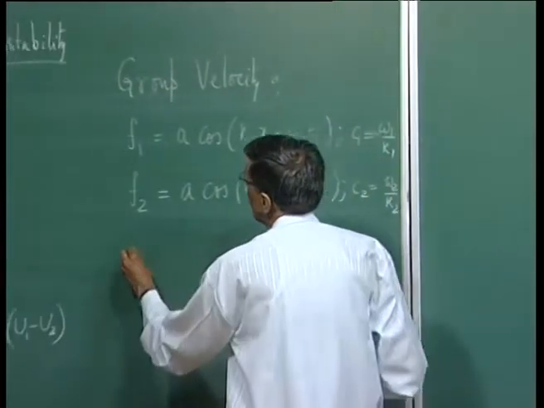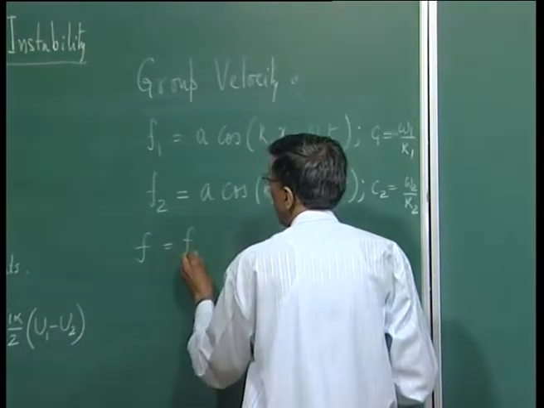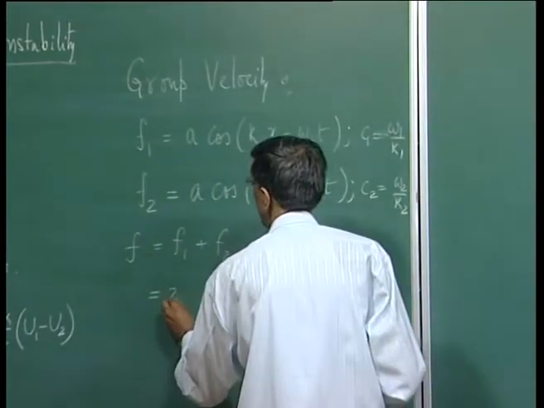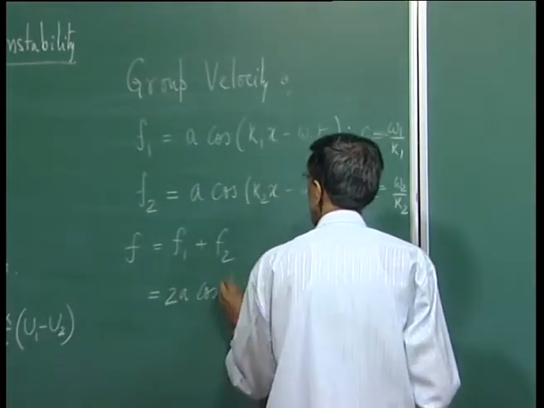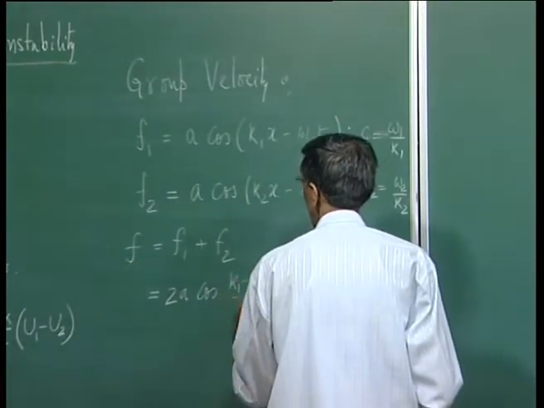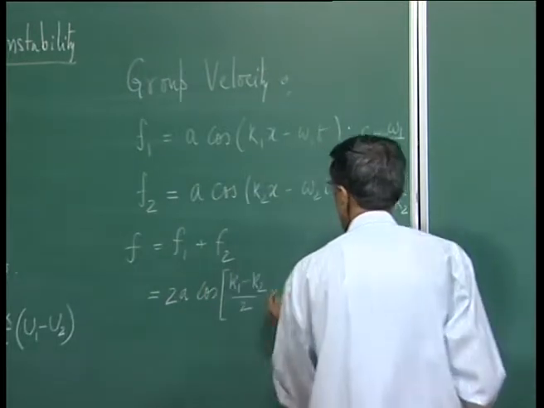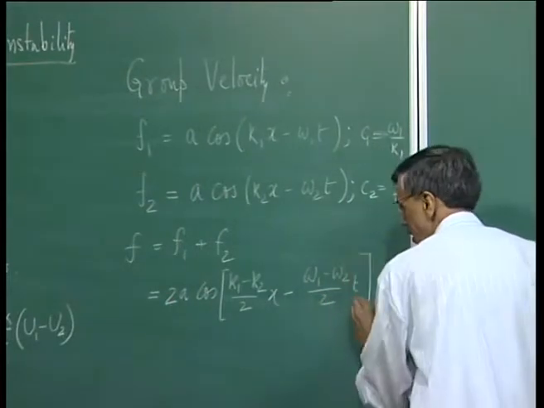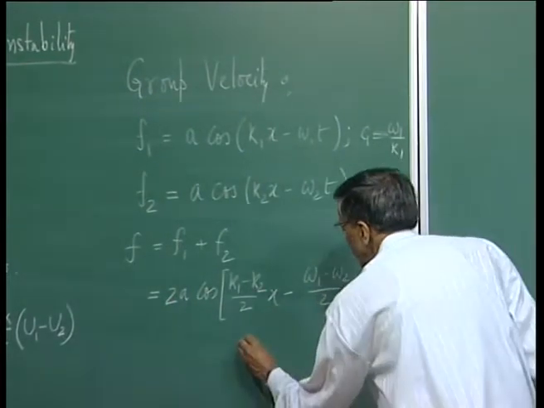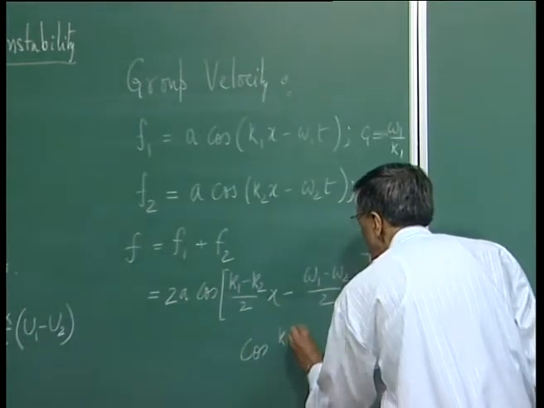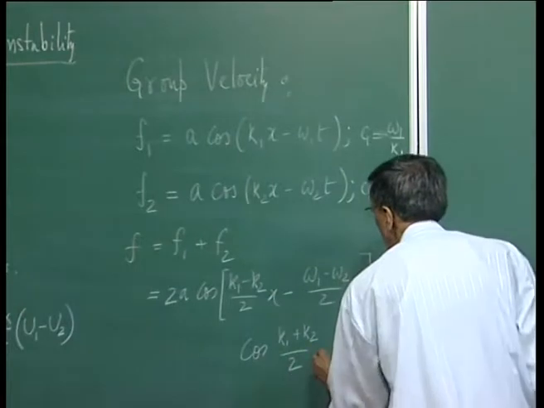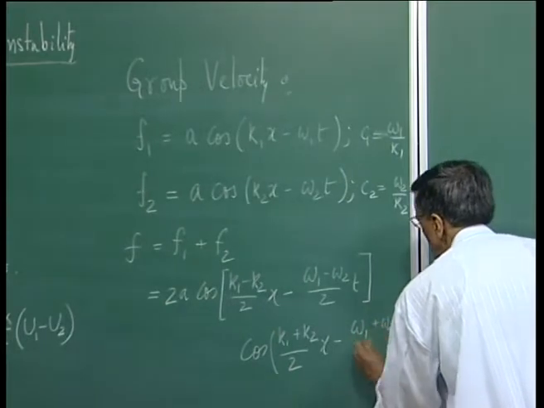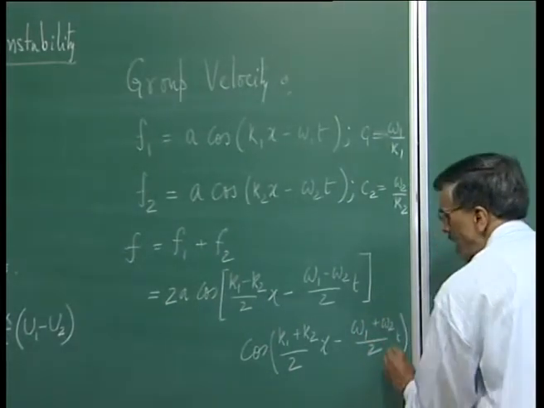So, for the interaction of these two waves, if I write f1 plus f2, then we can see that this is simply equal to 2a cosine of (k1 minus k2)/2 x minus (omega 1 minus omega 2)/2 t, multiplied by cosine of (k1 plus k2)/2 x minus (omega 1 plus omega 2)/2 t. So, this is what you get.